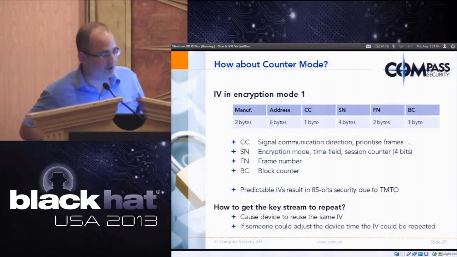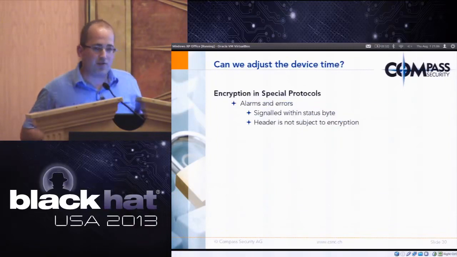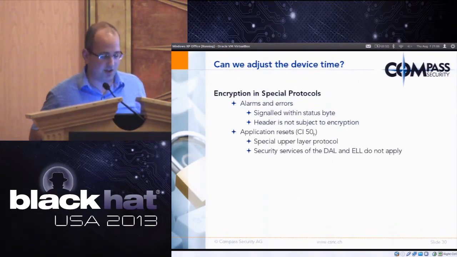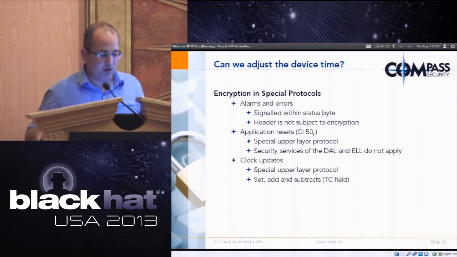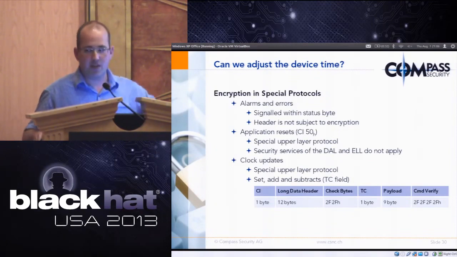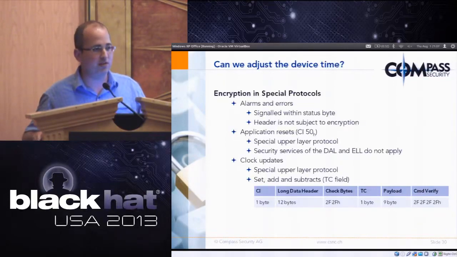For that purpose, we need to have a look at the other protocol parts. There are special protocols for signaling alarms and errors. That's a special part of the protocol. It's not subject to encryption, so you can always get information from that. You know exactly what errors and alerts are being sent. You can send application resets, or you could do clock updates, which actually could be subject to encryption, but as you have heard, we could replay packets. So if we have captured a time update, then we just send the time update again, and the key stream is going to repeat.